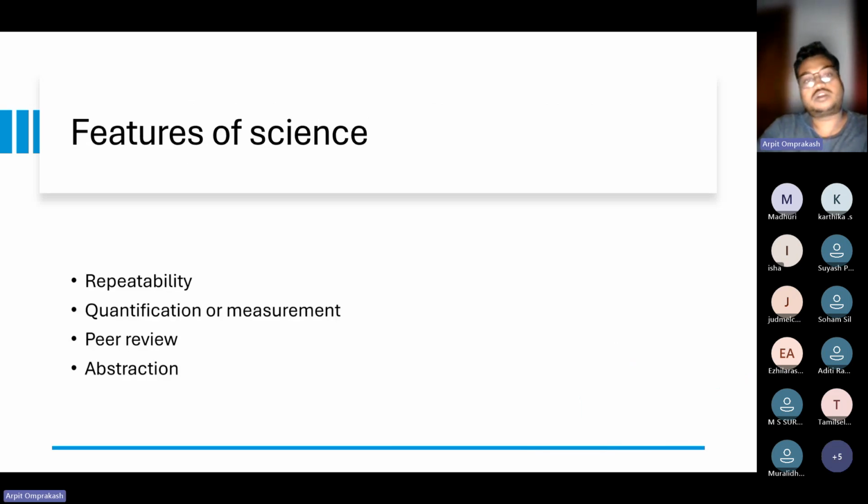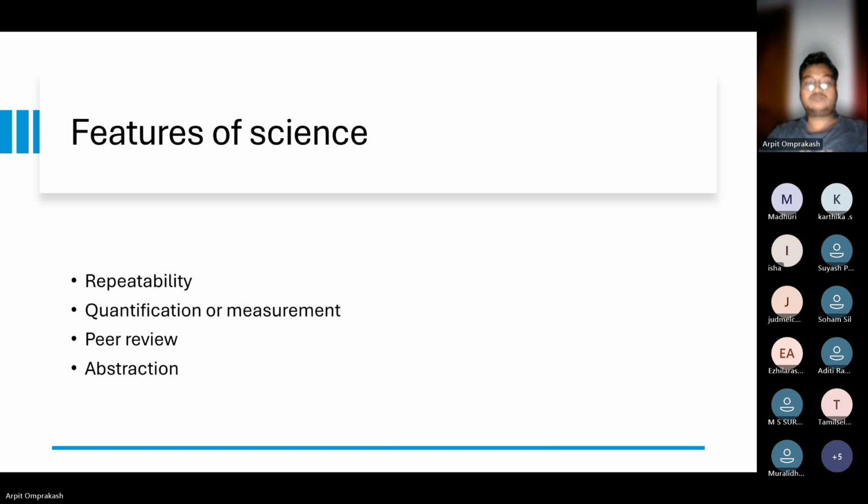Then we talked about what the features of science are. So the first thing is repeatability. Anyone should be able to repeat your experiments or your observations and arrive at the same conclusions. The second thing is quantification or measurement. So for any kind of science that we do, there should be some kind of quantification of things and there should be some measurements that we are doing.